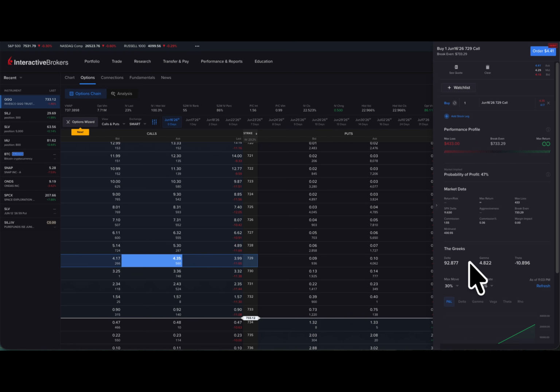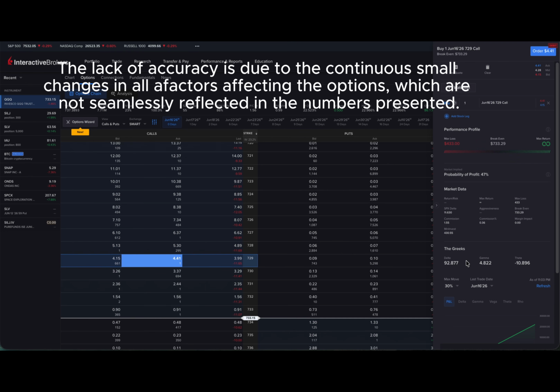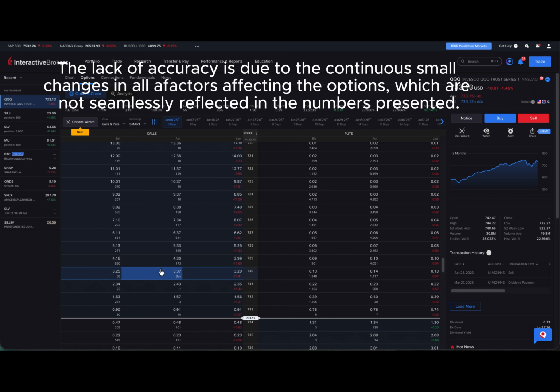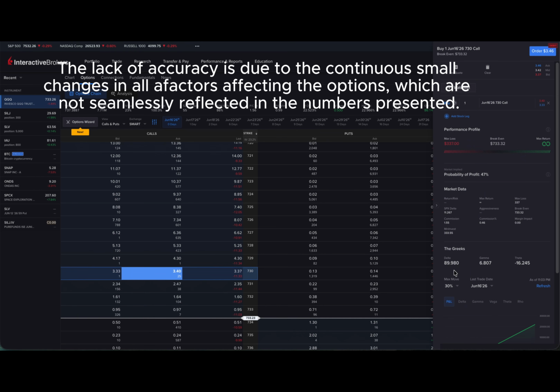Of course, these numbers are always dynamic, so the calculations as I move from one strike to the next will never be very accurate. But here you see that for 4.8 we are at 92.8, so the next one should be around 88 or 89. Again, it's changing all the time.